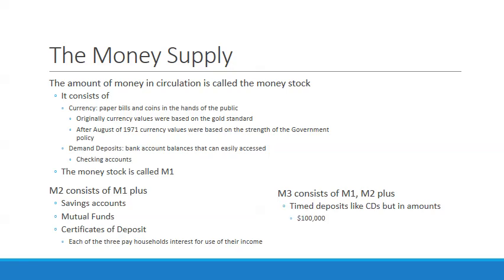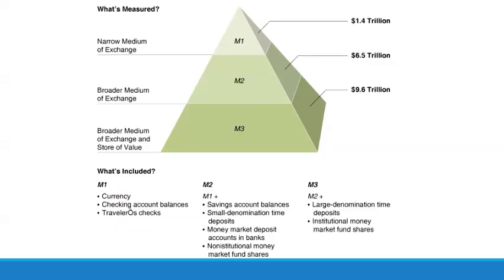but in much larger amounts, over $100,000. So we see these three types of money within the economy, and basically it's just a reference really to how quickly we can get access to it. M1 is the most accessible, M2 is a little less accessible, M3 is a little less accessible than M2. So we can kind of break it down.